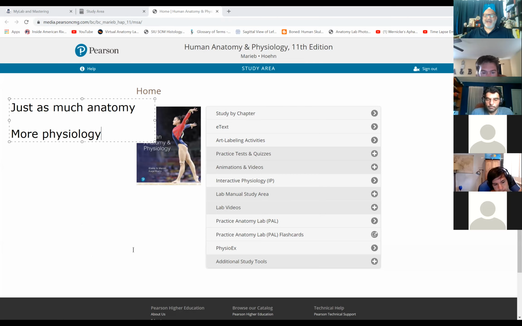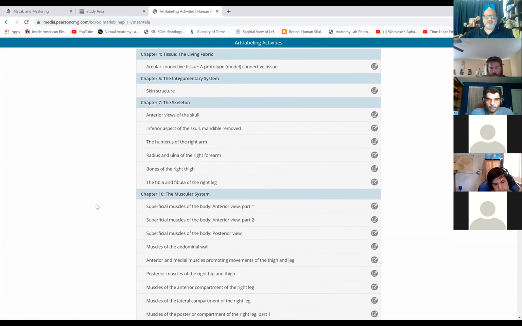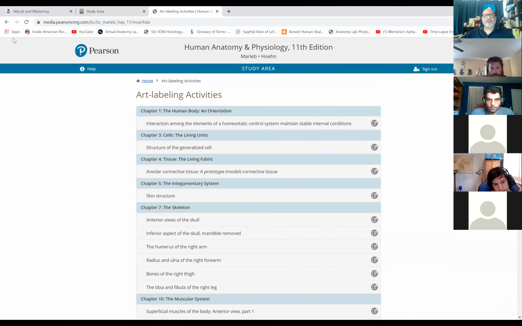Here is a massive number of them. There are the, hopefully at this point, obvious things for you. For instance, there are art labeling activities. So when you look at the muscular system, there's all sorts of things, superficial muscles, muscles of the abdominal wall, posterior muscles, and so on and so forth, where you can do those types of activities.